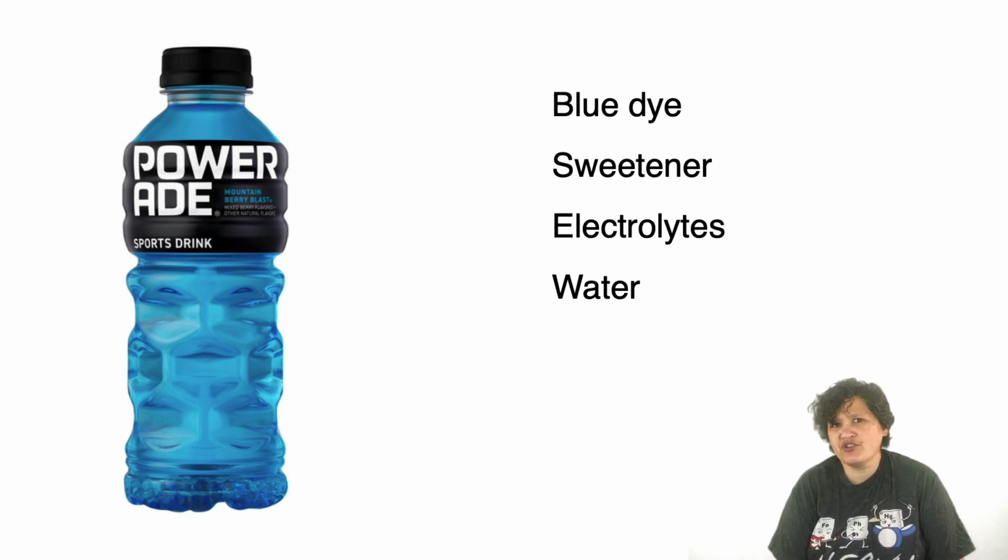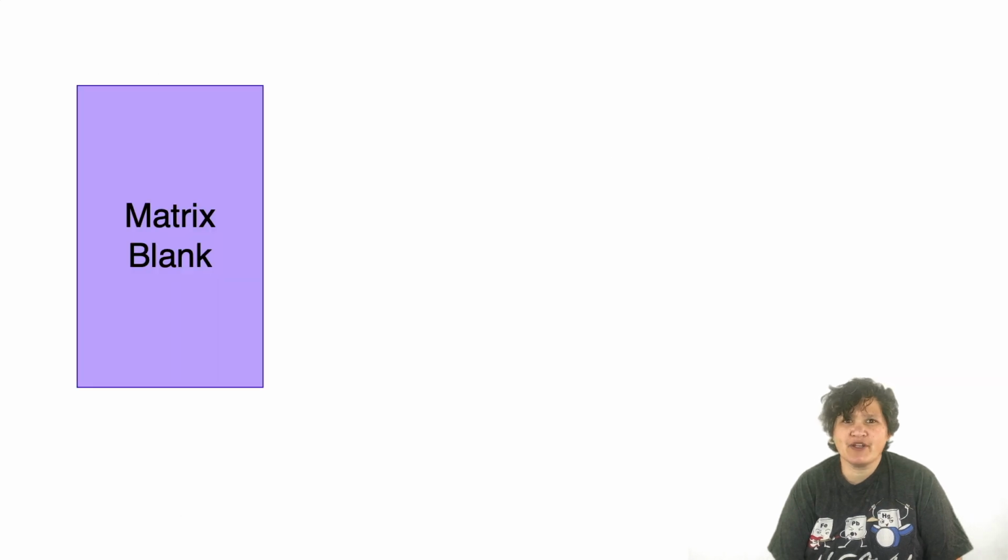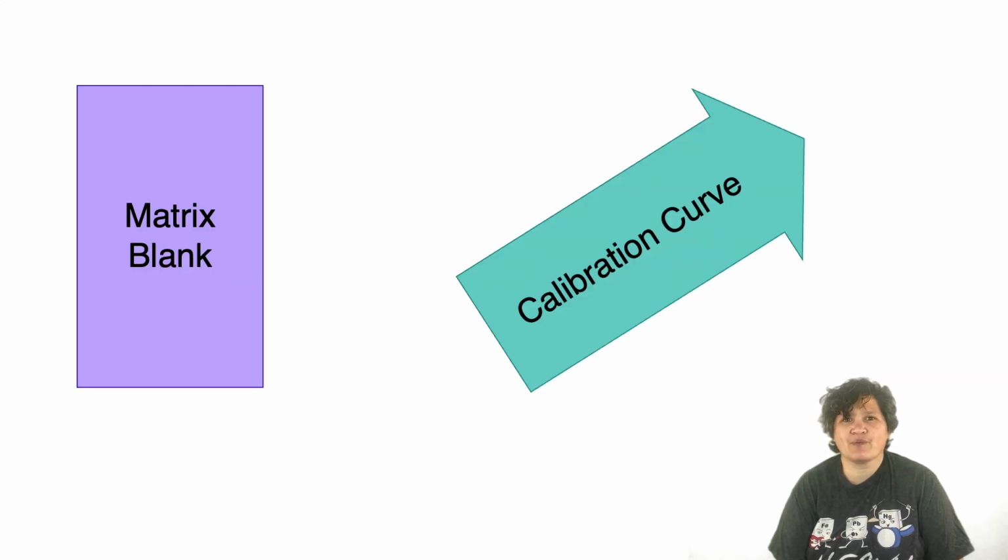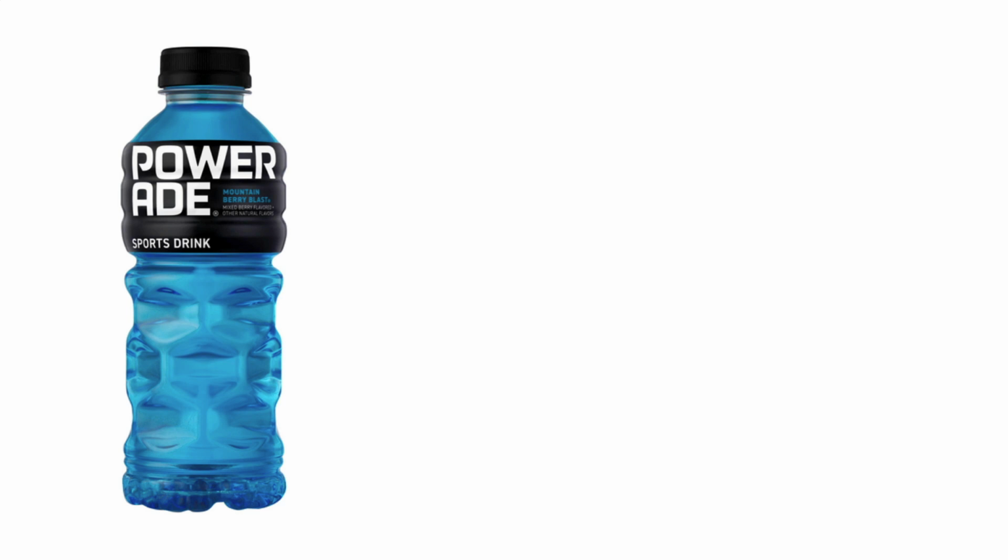Basically, we're going to use two different techniques. First, using a matrix blank, and second, creating a calibration curve. Let's talk about blanks first. The purpose of a blank is to help you measure only the analyte you're interested in. How to make a good blank could be the topic of a video in and of itself. For now, just know that a matrix blank will contain everything in your sample that's not your analyte. In the case of our sports drink, a matrix blank would contain water, sweetener, and electrolytes. Everything but the blue dye.